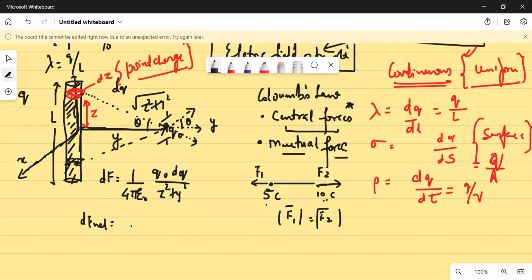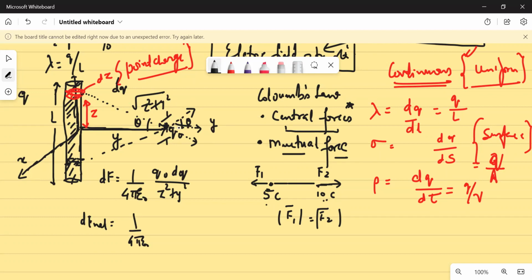So overall, your net force added would be 1 upon 4 pi epsilon. And don't do this, it is a mistake that everybody makes. Everybody starts writing 2 times here. It is not 2. Just see from symmetry what is happening. It means that all these forces are being added, and they are being added in the horizontal direction. So it is just not 2; in fact, there are many forces.